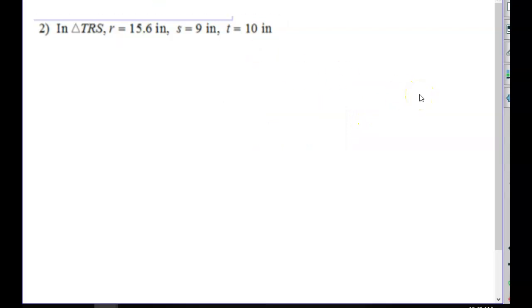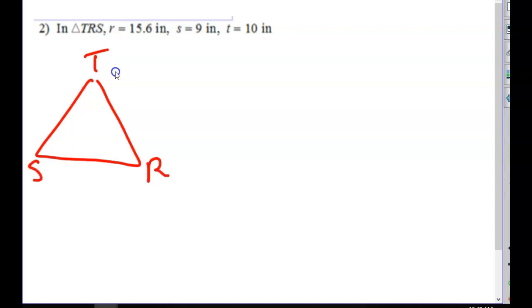All right, so it says we have some triangle, guys, and I also can't stress enough, draw the triangles, because that will help you figure out if things make sense. TRS, now I'm not drawing them proportionally. R is 15.6, S is 9, and T is 10. Okay, what formula are we going to use for this guy? How about Heron's formula? Sure.